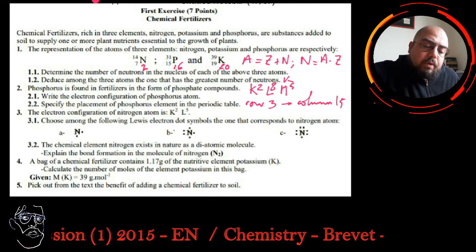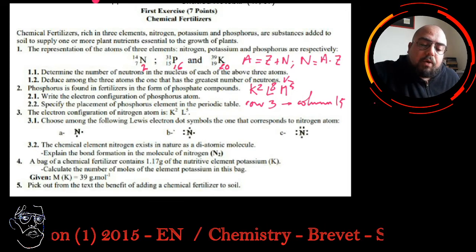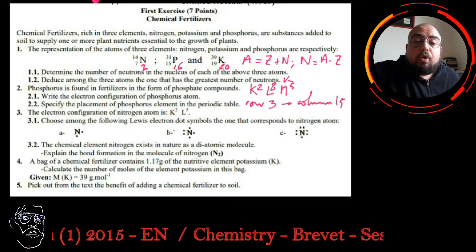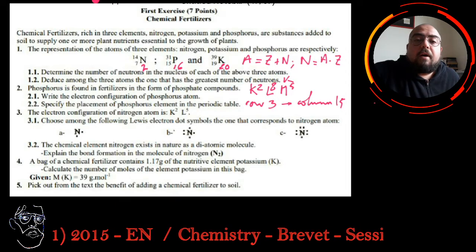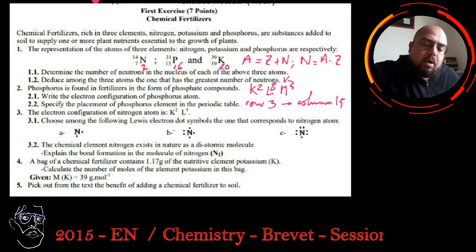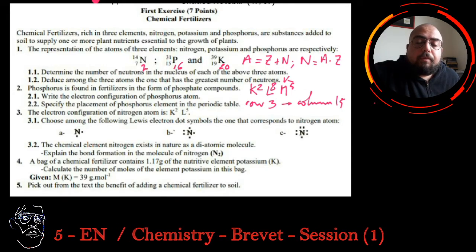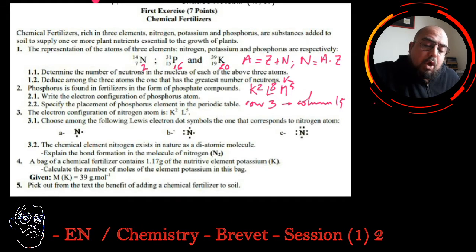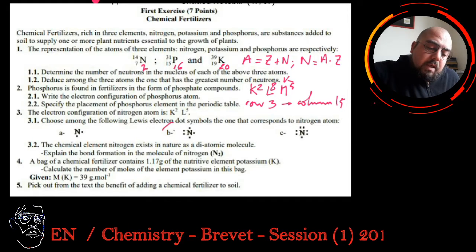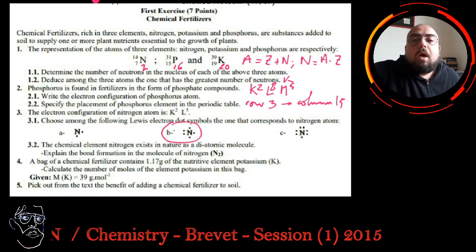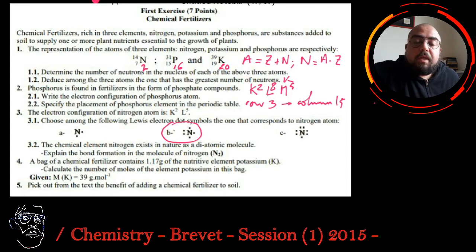The electron configuration of nitrogen atom is K2L5. Choose among the following Lewis electron dot symbols the one that corresponds to nitrogen atom. So K2L5, it means that I have 5 valence electrons in the configuration of my atom. So 5 electrons will be represented as the representation B. I will have 3 celibataire electrons.